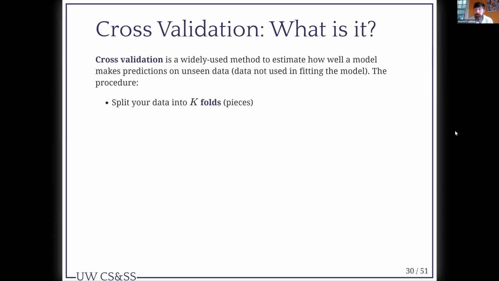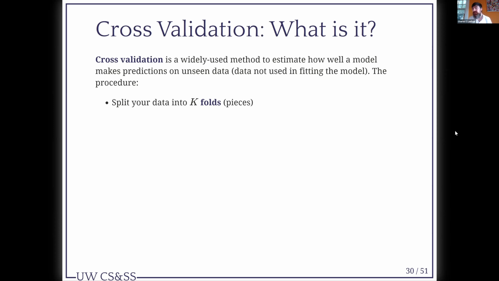Cross-validation is a really widely used method to estimate how well models make predictions on unseen data. That is, we are going to look at how the model does if it fits the model with one set of data, leaving out some chunk of it, and then uses those coefficients to predict the stuff we left out, okay? This is cross-validation, okay?